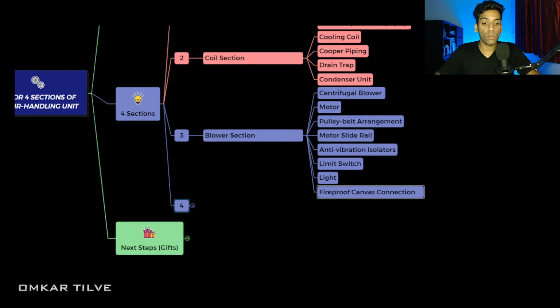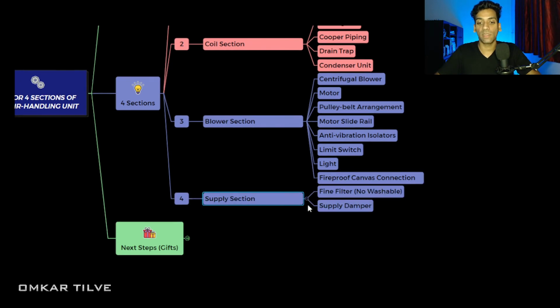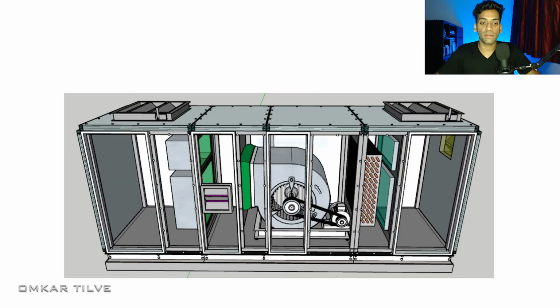So now we come to the final section, which is the supply section. The supply air section consists of a fine filter which is non-washable and a supply damper. So from the image we can see that here is the cursor. This is the supply section.